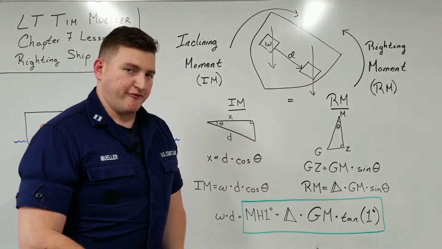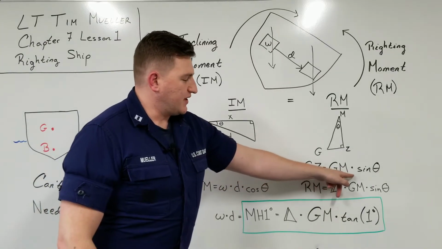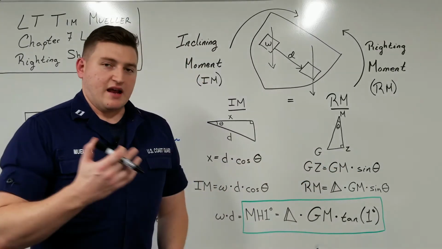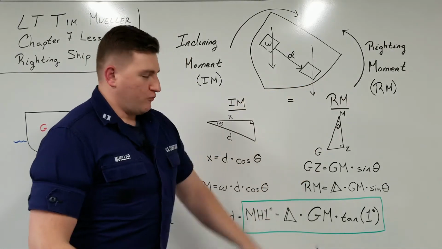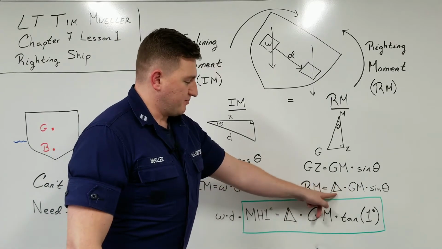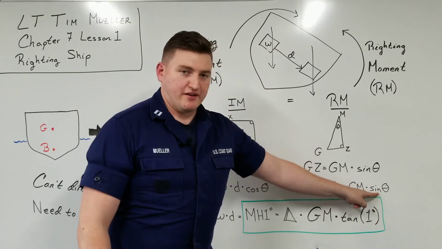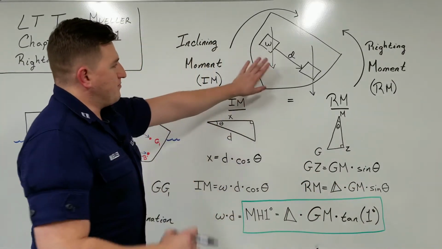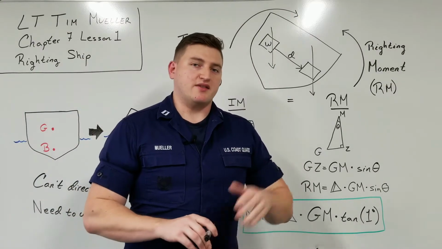GZ, like we had talked about before when we were doing sign corrections, GZ equals GM times the sine of theta. Now that's the righting arm. If we want to get the righting moment, we just multiply that by the displacement of the ship. So righting moment equals the displacement of the ship times GM times the sine of theta. At this point in equilibrium, the ship's inclining moment is the same as the righting moment.